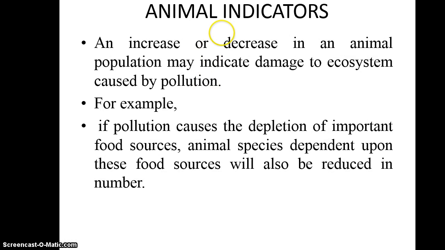Then animals as indicators. When there is a sudden increase or sudden decrease in an animal population, that will indicate pollution in the ecosystem. For example, if the food source is vanished or depleted due to the pollution, that will reflect in a decrease in the animal species which are dependent on that food source. That is one way of indicating pollution in the environment by animals.